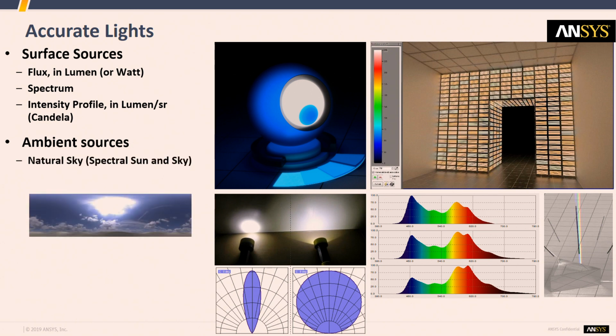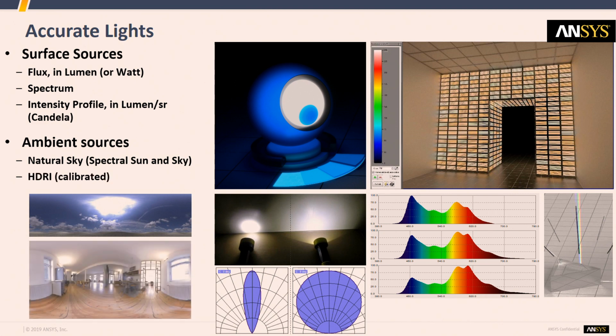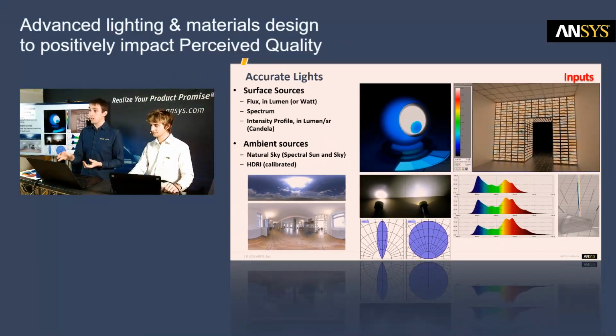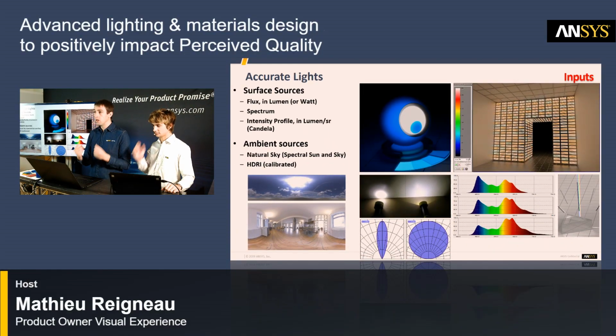And then we also have the possibility to define the surrounding light represented by a spectral natural sky or by an image of your environment. So this way you can check the perceived quality of your product in context, in the context of use of your product or in the context of selling your product. So you can validate the actual perceived quality of what your product will look like.